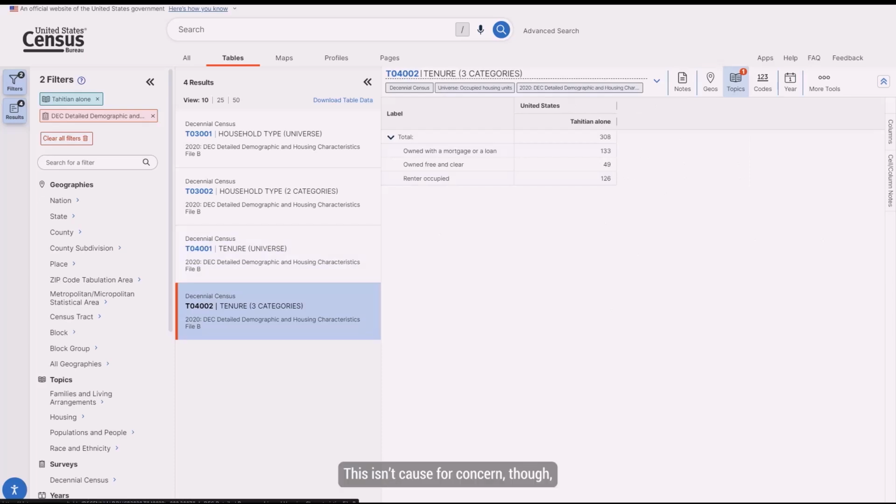This isn't cause for concern, though, as this isn't a problem with the site. Rather, it's just how the tables are returned at times for this data set. The site will typically return each entire list of household type and tenure tables until it reaches the ones that actually contain data. This behavior is different from how other tables are displayed on the site, so we thought it's important to mention this to help alleviate concerns.